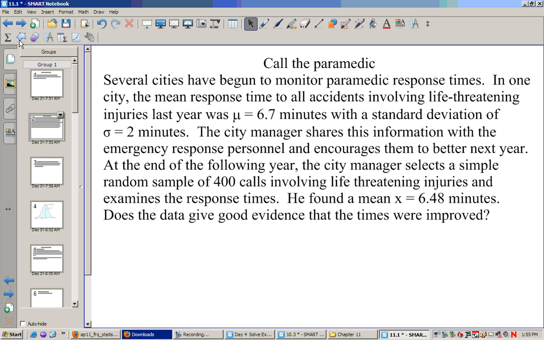At the end of the following year, the city manager selects a simple random sample of 400 calls involving life-threatening injuries and examines the response times. He finds a mean of 6.48. Does this give good evidence that the times were improved?